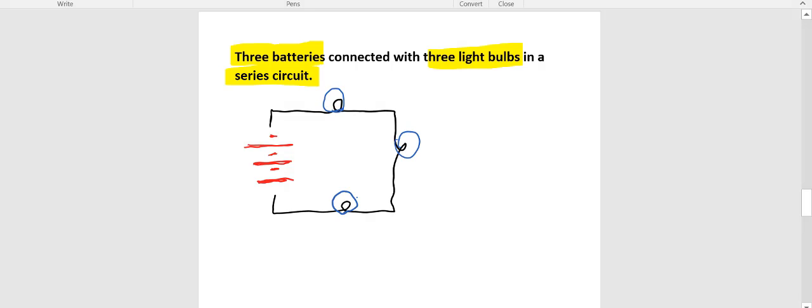And I'm just going to make my circles around those little loops. And again, you don't have to be an artist to do this. Just a rough sketch is fine. All right, and then I have 3 batteries, 3 light bulbs, and it is a series circuit. So that one is done.